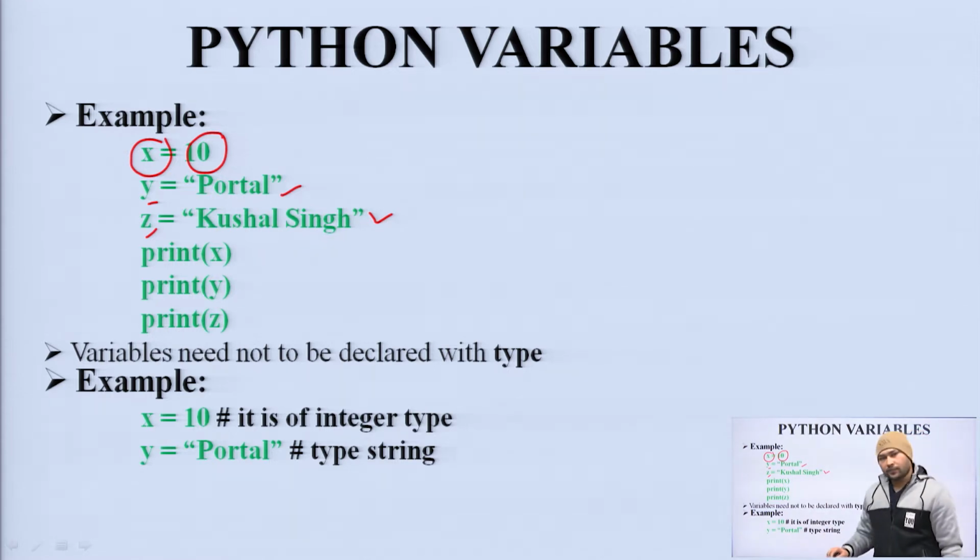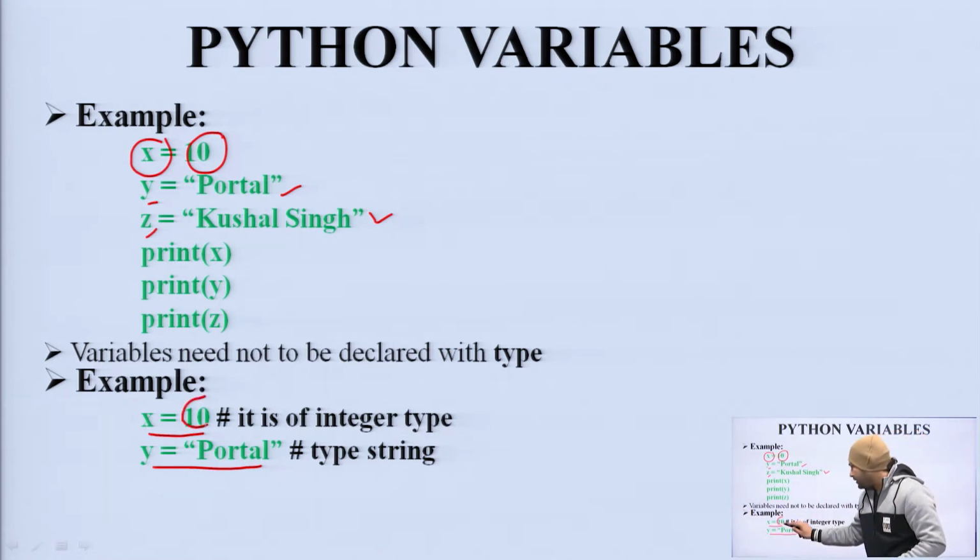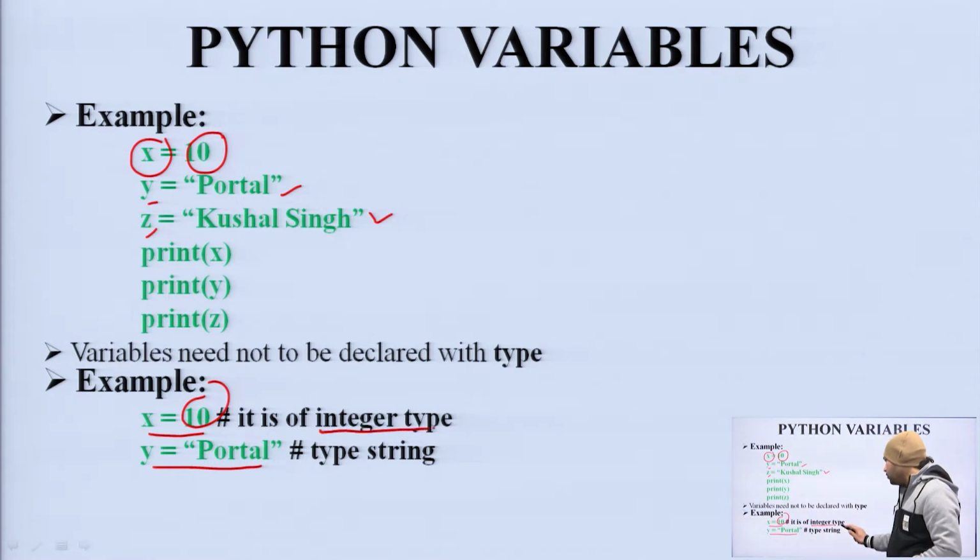Now you can see in the next example, x is equal to 10 and y is equal to "portal". One more thing is the data type, because once the variable name is there, the next thing is the data type. You can see this value 10 is considered an integer type. Similarly, "portal" is considered string type data. So there are various data types available in Python, and we will look into them.